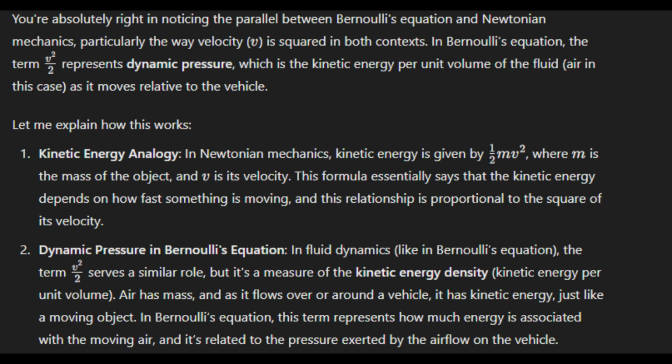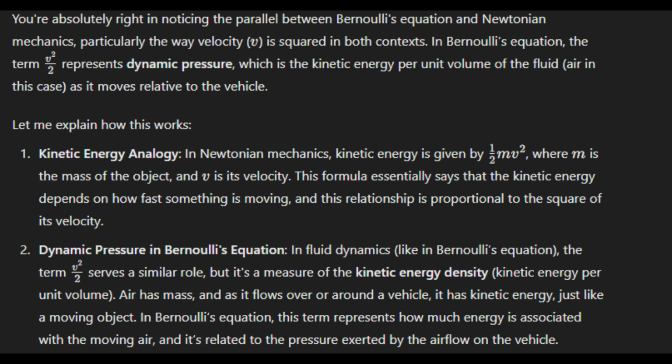There is a parallel between Bernoulli's equation and Newtonian mechanics, particularly the way velocity v is squared in both contexts. In Bernoulli's equation, the term v squared over 2 represents dynamic pressure, which is the kinetic energy per unit volume of the fluid, air in this case, as it moves relative to the vehicle. 1. Kinetic energy analogy. In Newtonian mechanics, kinetic energy is given by 1 over 2 times m times v squared, where m is the mass of the object, and v is its velocity. This formula essentially says that the kinetic energy depends on how fast something is moving, and this relationship is proportional to the square of its velocity.